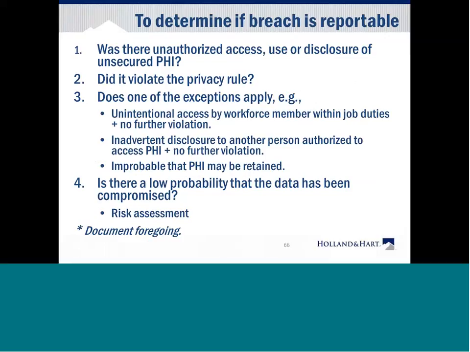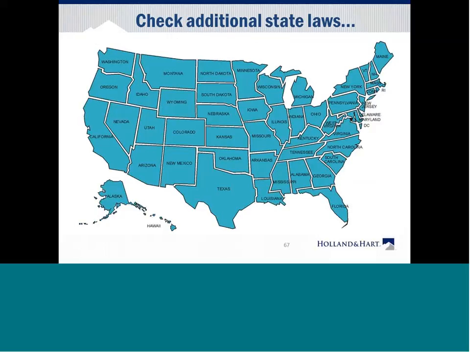If not, however, you have to do that risk assessment, all geared towards, is there a low probability that the data has been compromised? Make sure you document that. If you conclude that there is more than a low probability, then you need to go ahead and do the breach reporting. Finally, as I mentioned at the start, check your additional state laws. It's possible your state laws may have more strict or additional rules for doing breach reporting. Make sure that you are aware of those.